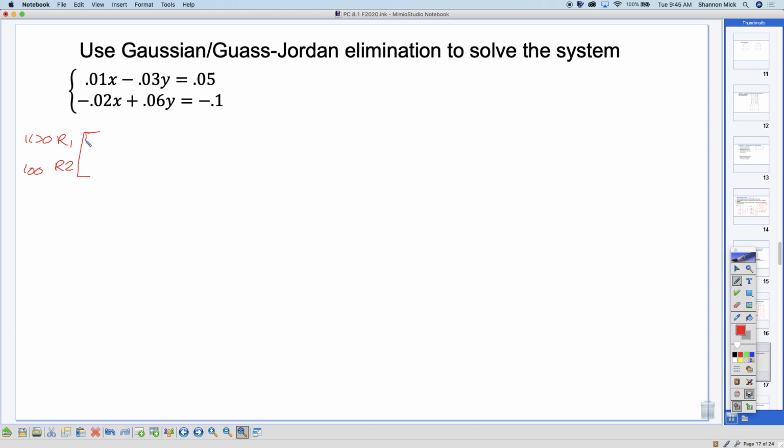Okay, so I think we get 1, negative 3, and 5. And negative 2, and 6. That's a weird negative. We're multiplying, so 100 R1 and 100 R2. Now, do I have some nice numbers? Yes. I can deal with it.